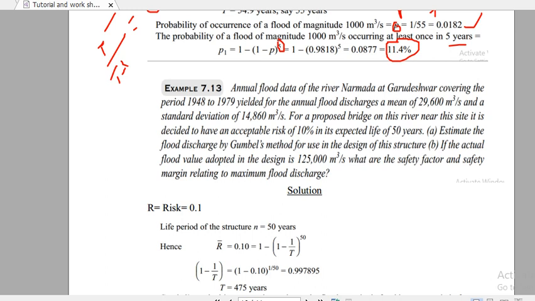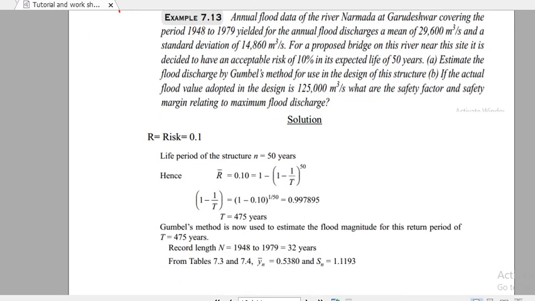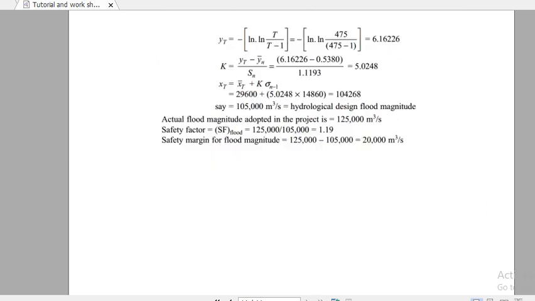It is a very simple example. You can see easily. There is a risk, and from the risk we can calculate the return period. 50 is the life period of the structure, and there is the standard deviation and the mean annual discharge, which are already given. So by using these values we can estimate the required one. It is very simple. We can compute, and we have an equation.